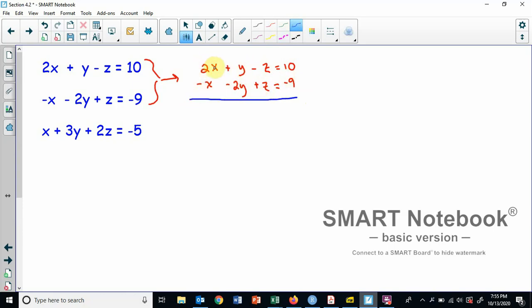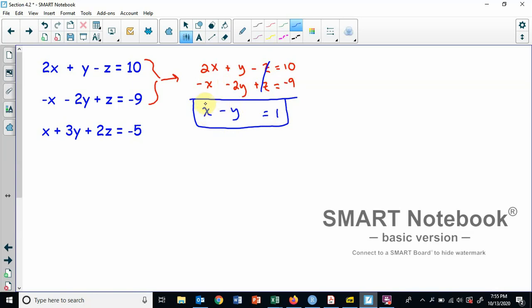Let's see, 2x and a minus x. That's going to leave me with a positive x. Positive y minus 2y. That'll leave me with a minus y. The z's will eliminate. And let's see, 10 minus 9 is 1. So let me put this equation in a box for a second. So there is one equation I have created with 2 variables.